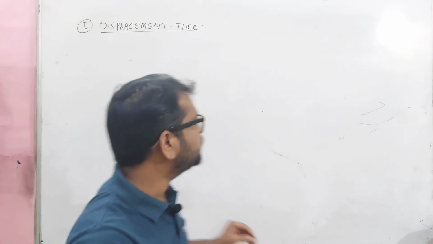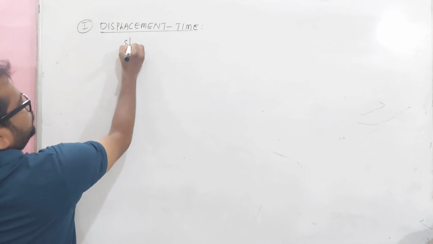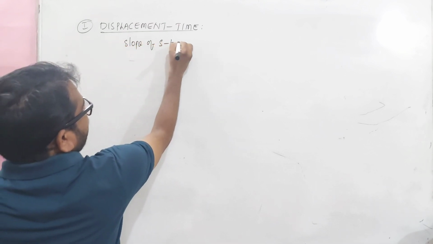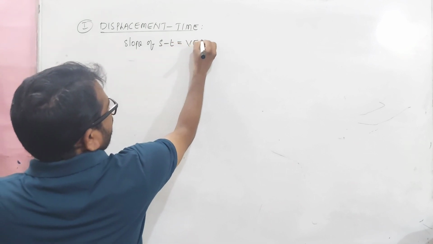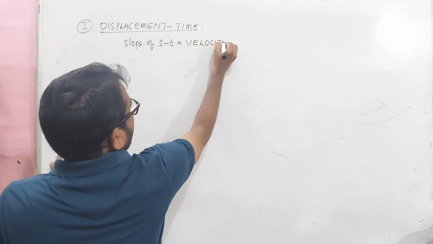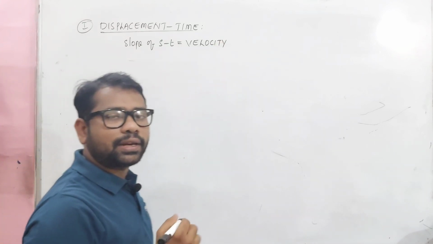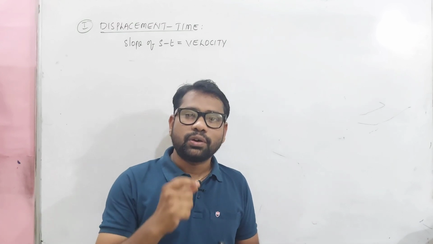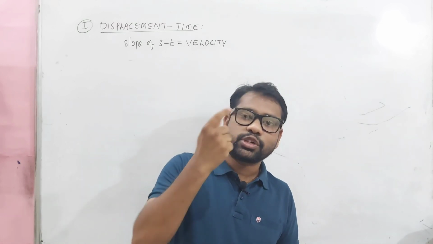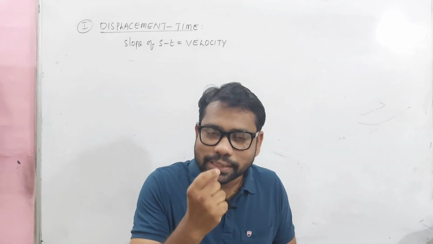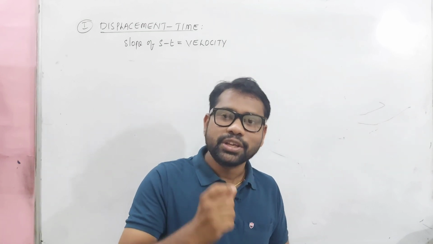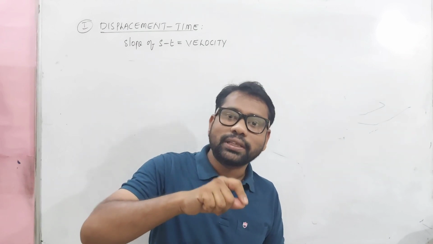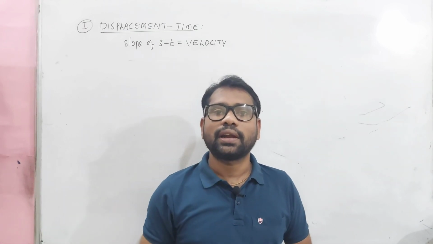But how can we calculate it, children? The slope of the displacement time graph gives velocity. So by finding the slope of the displacement time graph, we can calculate the velocity. So whenever we are making a displacement time graph, dear children, which one should be taken on the x-axis and which one on the y-axis? Very important. As we discussed, time is an independent quantity, so it should be taken on the x-axis, whereas displacement is a dependent quantity, that is, it depends on the time, so it must be taken on the y-axis.